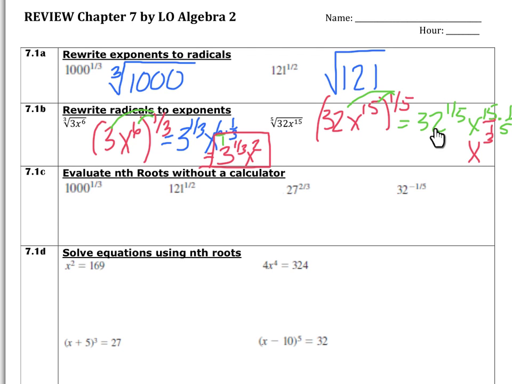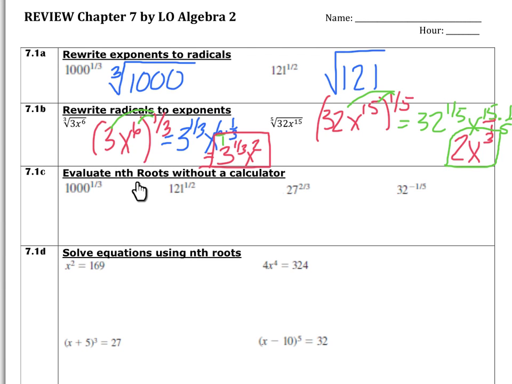Now be careful, this is 32 to the 1/5 power. Is there a number that you multiply by itself 5 times that gives you 32? There actually is. It's the number 2. So this simplifies even further to 2. So our final answer here is 2x cubed.